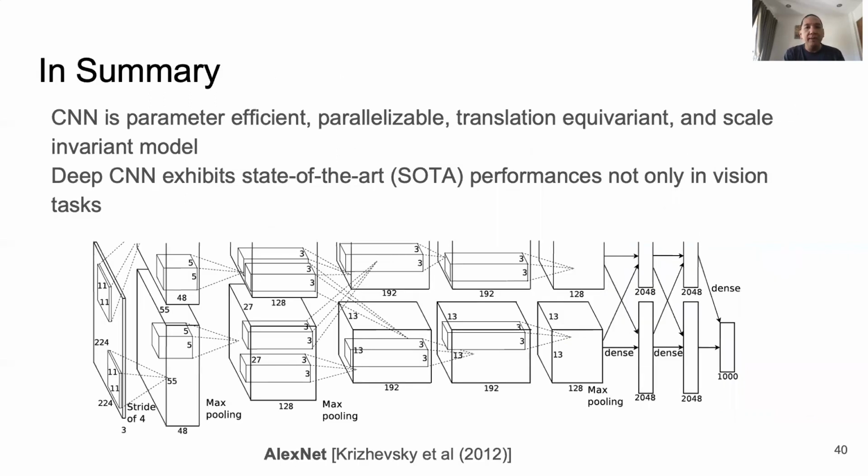In summary, CNN is a parameter-efficient, parallelizable, translation equivariant, and scale invariant model. Before transformers, CNNs dominated most of vision tasks. In this slide, we show AlexNet. This is the deep neural net that won the ImageNet competition that ushered in the deep learning era.